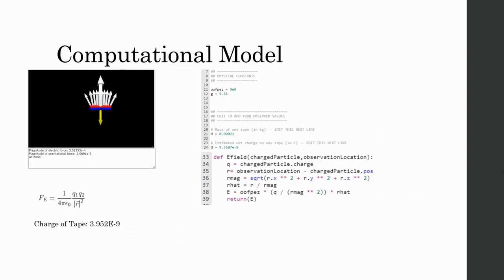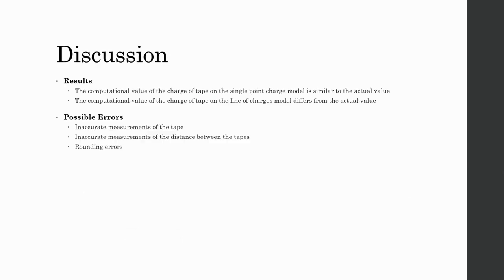Here is my computational model for the line charge model. The mass used is the measured value and the charge is from the previous model. The model determined that the electric force is 3.51353E-4 newtons, and by using the pictured formula, the charge of the tape can be calculated, which ended up being 3.952E-9 coulombs.